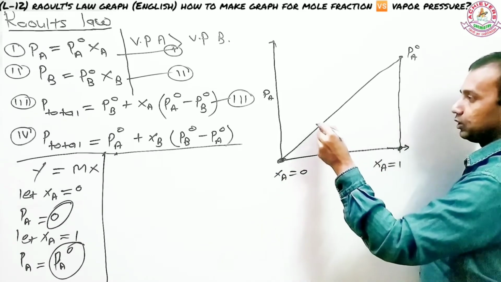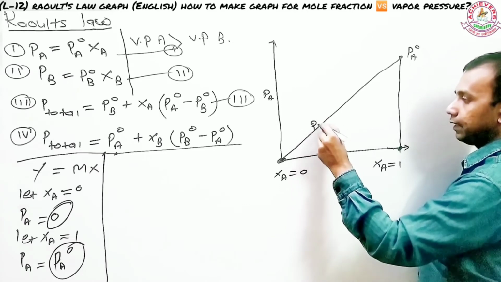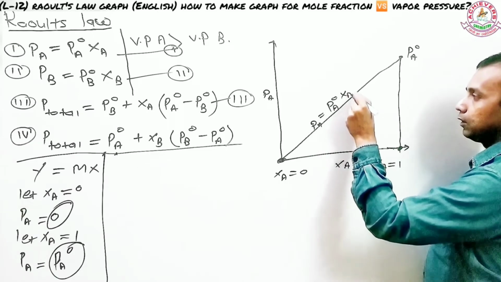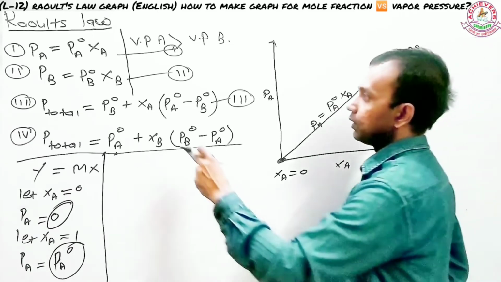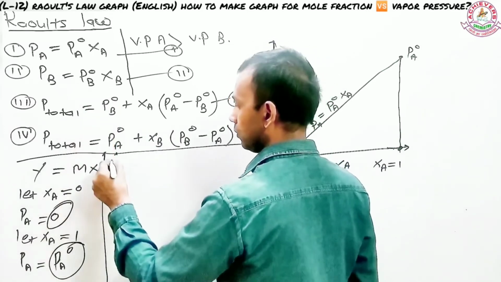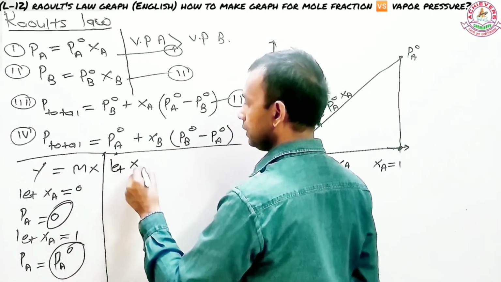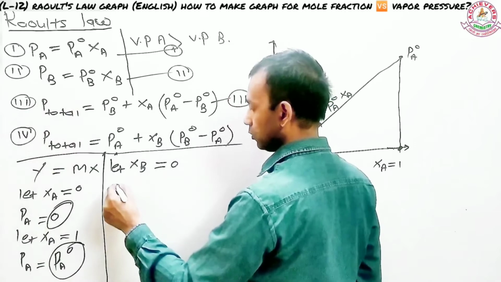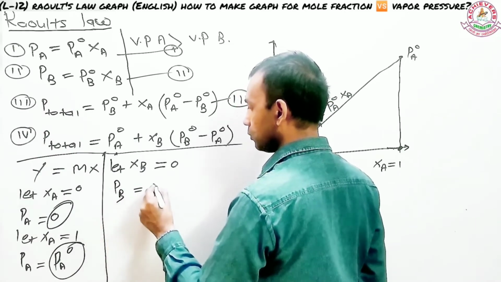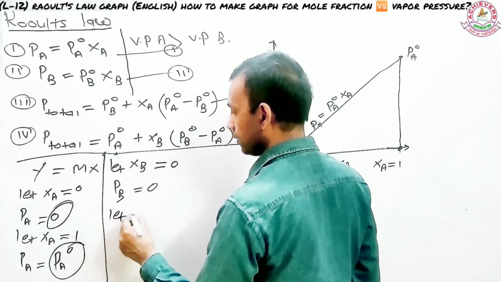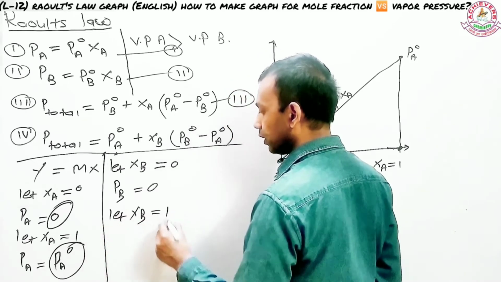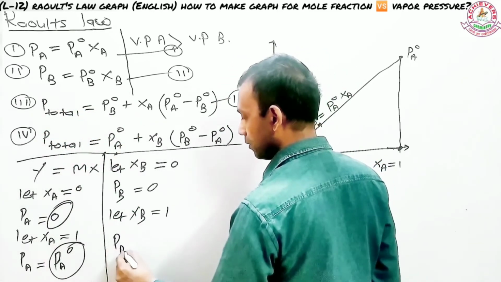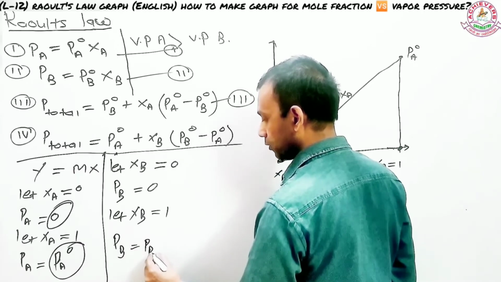Now let me write what this represents. This represents PA is equal to PA naught into XA, right? Now let's go for the second equation. Similarly, what we can do, let XB equal to 0, and if we take 0 over here, PB becomes 0. So PB is equal to 0, and if let XB equal to 1, in that case if XB is 1, this is going to be PB equal to PB naught. So we are having PB is equal to PB naught.